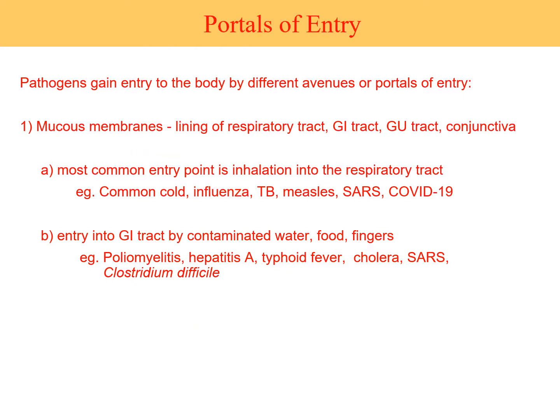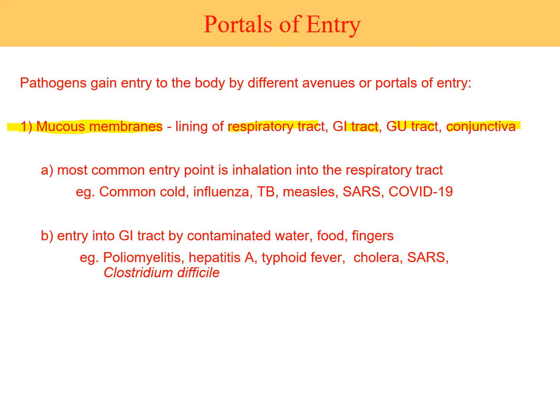Pathogens do not all get into the body the same way. There are different avenues or portals of entry. One way is through a mucous membrane, and mucous membranes or mucosal epithelia line the respiratory, GI, GU tracts, and also the conjunctiva of the eye. The surface layer of the eye is an epithelial mucosal membrane.